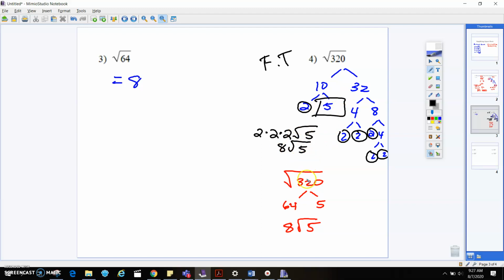Now if I sit there and do my factors of 320, I'm going to realize that 64 is a perfect square. So if I take the square root of 64 and pull out the 8, I'm left over with 5 underneath the radical.